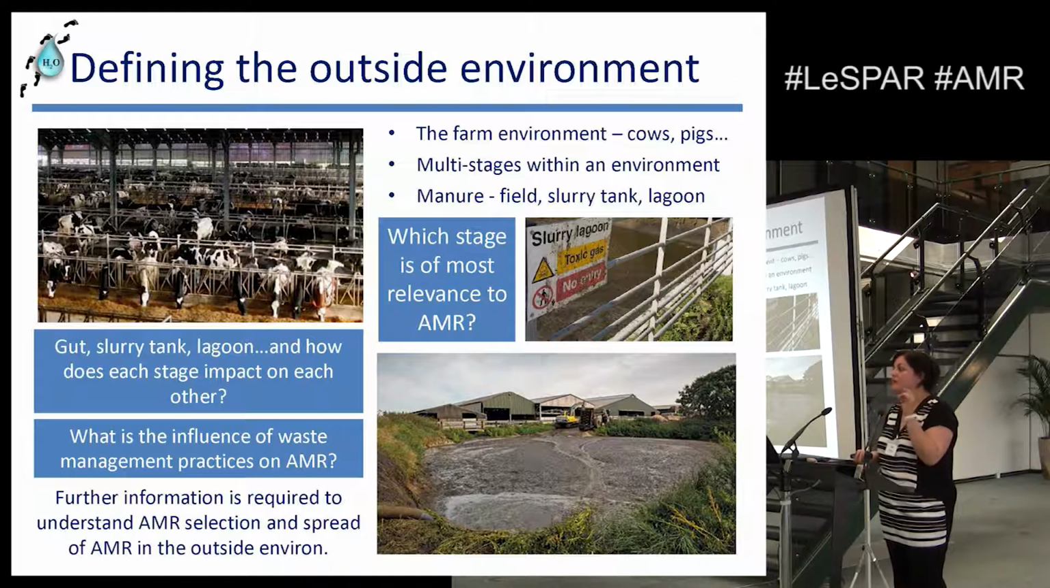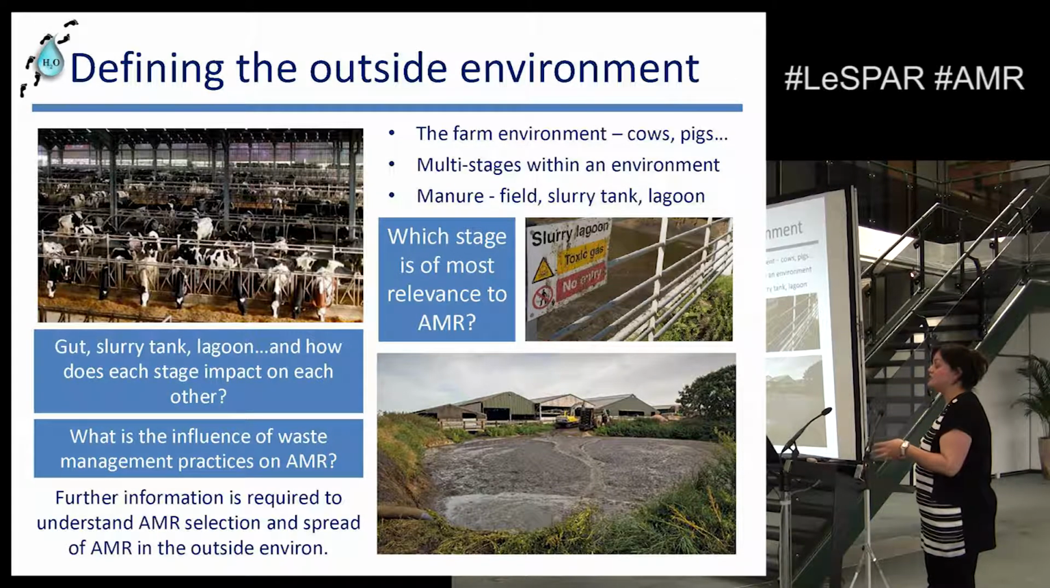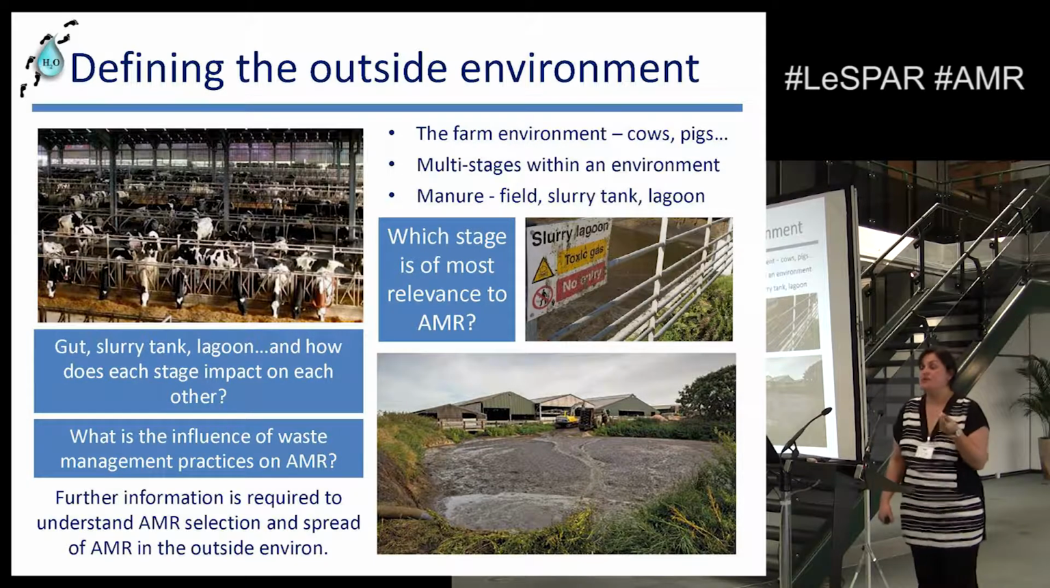So you can see it's quite a nice, intensive process if you just want to get a whole load of cows through the system. When you're talking about the farm, you've got the cows, you've got the slurry tank, you've got the lagoon, you've got the manure that might be going through drying and then might go to land. So you have a lot of different stages. So which stage is of most relevance?